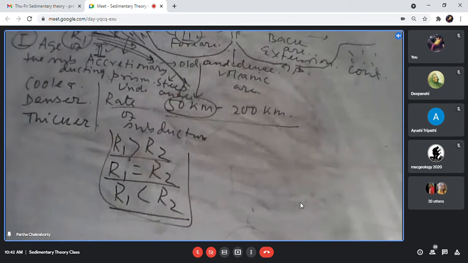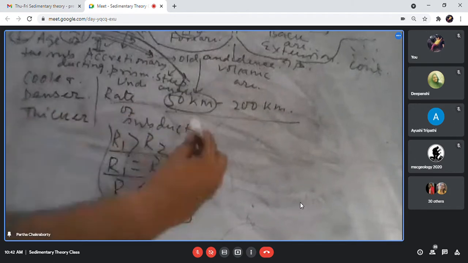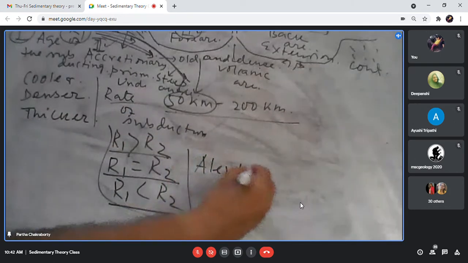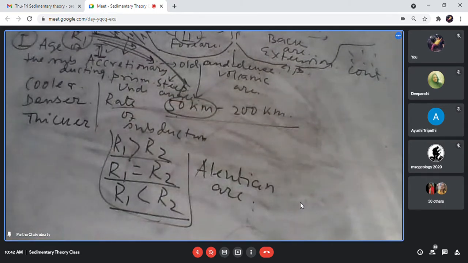What will happen? The trench will remain stationary because both rates match one another. A typical example is the Aleutian arc. If the trench is stationary, the overriding plate will be neutral. It will experience neither extension nor compression. So it will be a stationary situation, not a very dynamic one, and it can stay in a stable tectonic situation for tens to hundreds of millions of years.